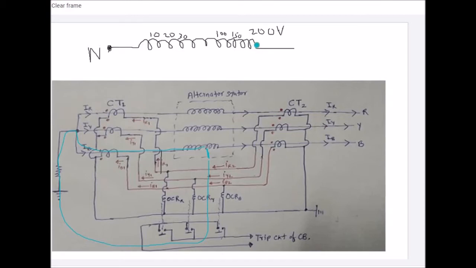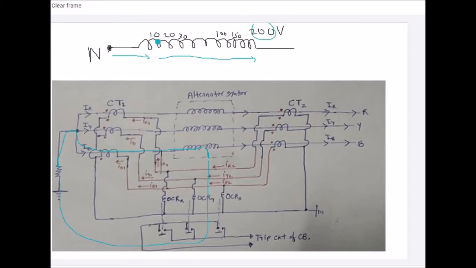See, this is the alternator stator winding, one phase. If this is the neutral point, then at this point the voltage is 0 because of making the neutral. Now if we go to the right-hand side, the number of turns is increasing, and depending on voltage per turn, the available voltage increases. Finally, for example, we will consider this winding has a voltage of 200 volt.